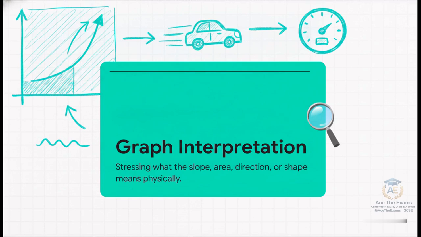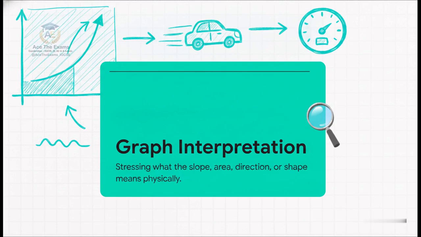really struggled. If a physics problem involves graphs, and let's be real, in IGCSE 0625 it almost certainly will, you must be able to define exactly how the physical world dictates the shape of that line. Sam used to just write, the line goes up, grab the numbers, and rush to the calculation. No! Stress what the slope, area, direction, or shape means physically.